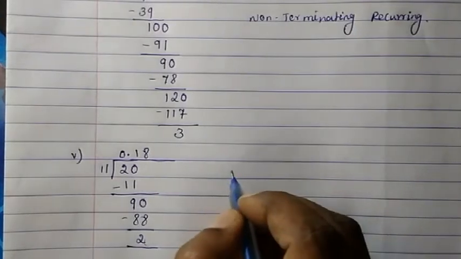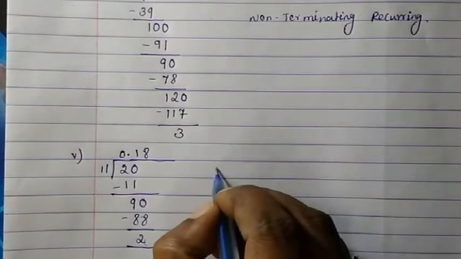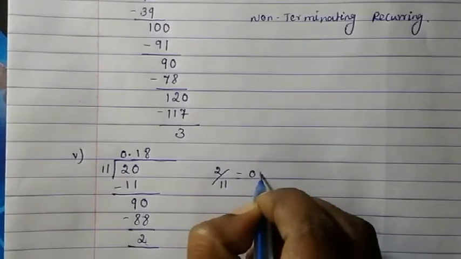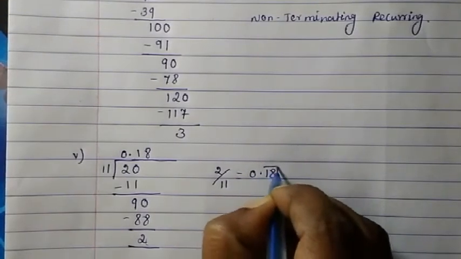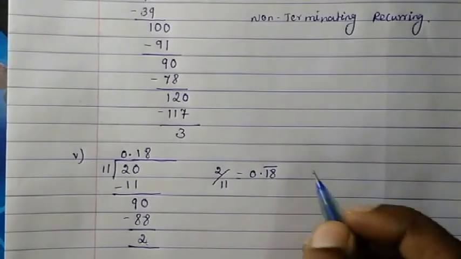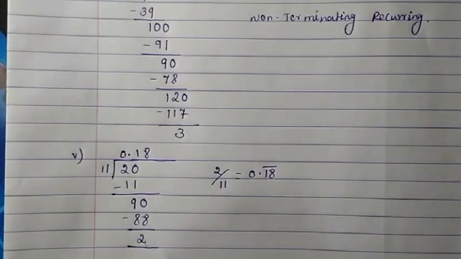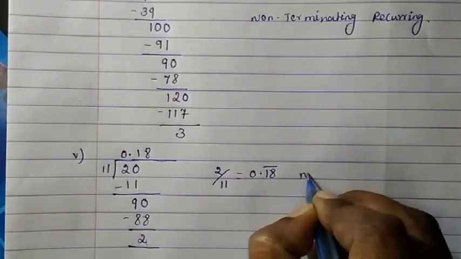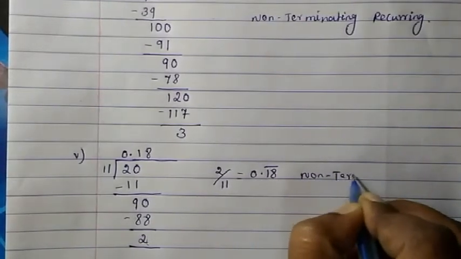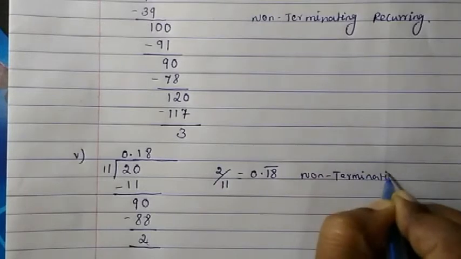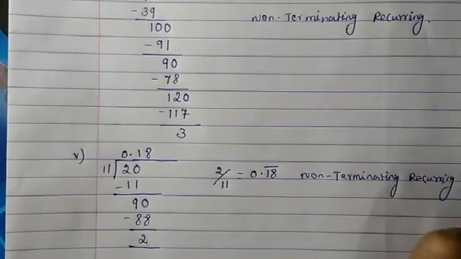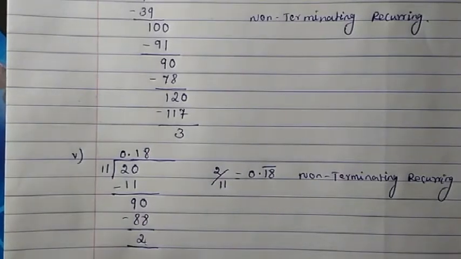Now what type of decimal expansion is this? 2 upon 11, we got 0.18, and 18 is going to be repeated the same way if we add 0 here. So this is what type? Non-terminating recurring. Okay, let's see quickly the last one.